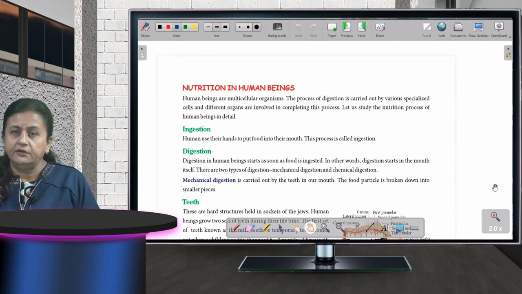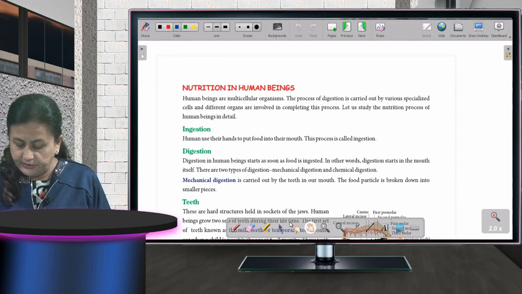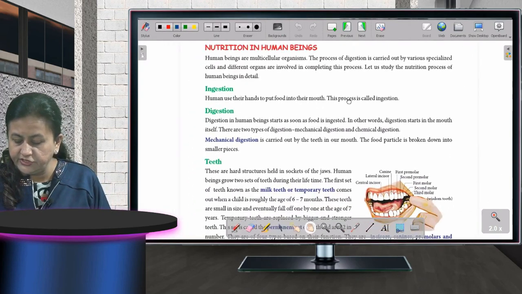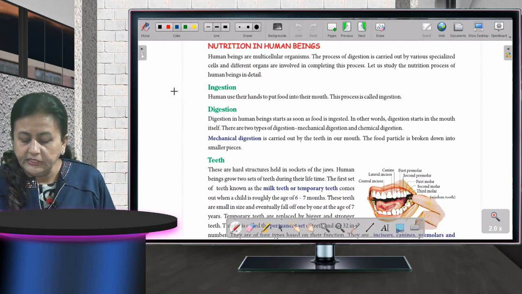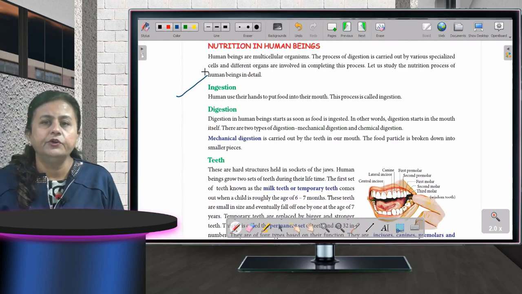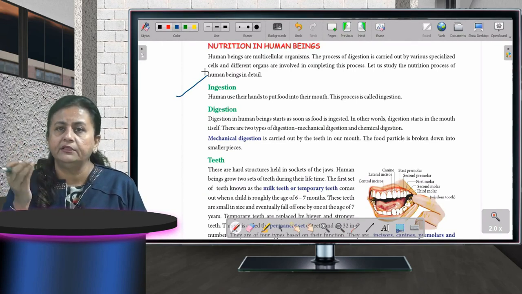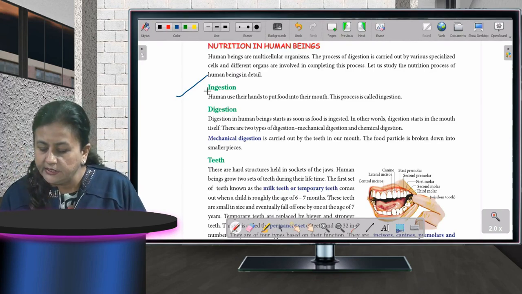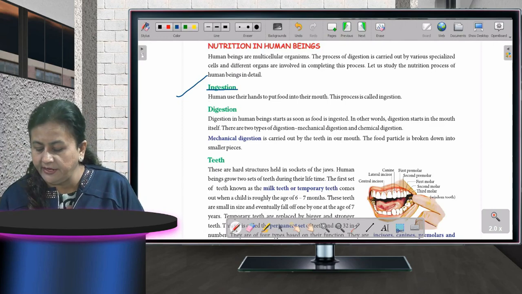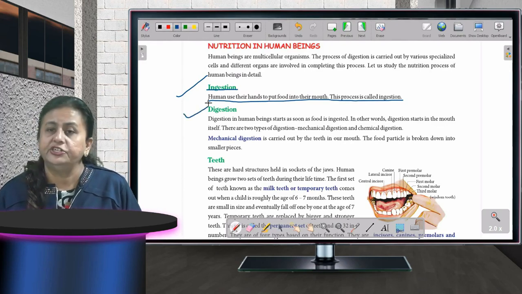As I told you, the first step was ingestion. What is ingestion? Ingestion is the taking of the food. Whatever food we are eating, we are putting in our mouth through our hands. The process of putting the food into the mouth is known as ingestion. Am I clear? Now comes the second most important part, that is digestion.